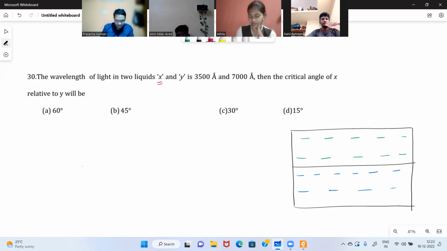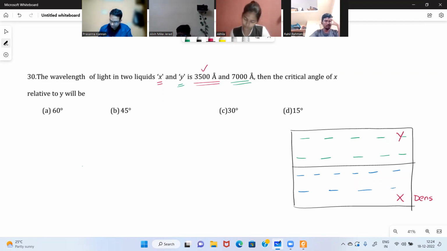Okay, if you want to do it in detail here, medium X has the lower value of wavelength, Y has the higher value of wavelength. So which is the rarer medium, which is the denser medium? Lesser the wavelength, lesser the velocity, more the refractive index. So let's say this is X, this is Y.